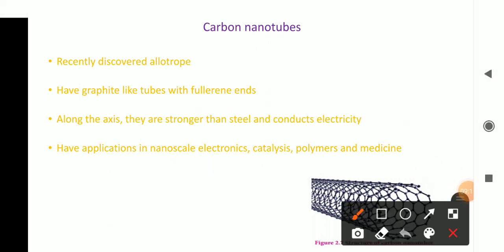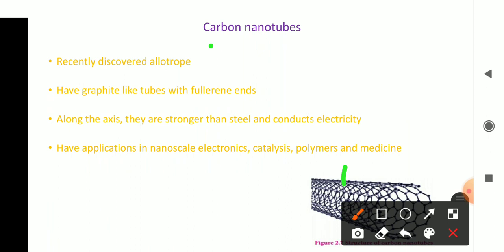Okay, the next allotrope we are going to discuss is carbon nanotubes. Okay, it is also a recently discovered allotrope of carbon. It is given here. It has graphite-like tubes with fullerene ends. The tube structure will be like graphite, and the end part will be like fullerene.